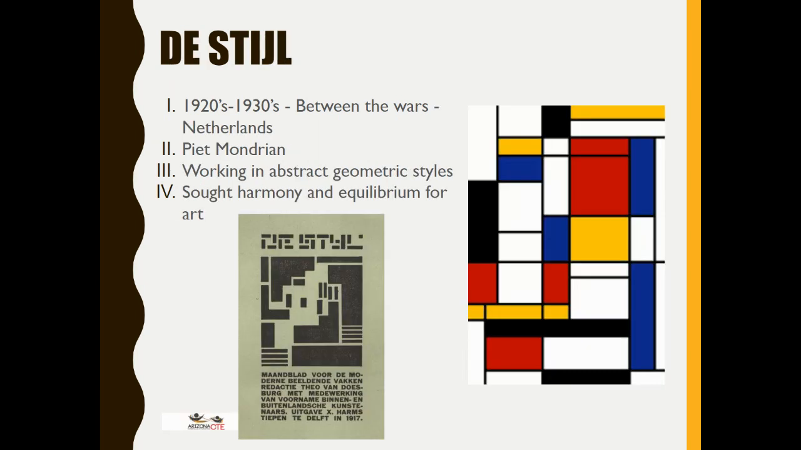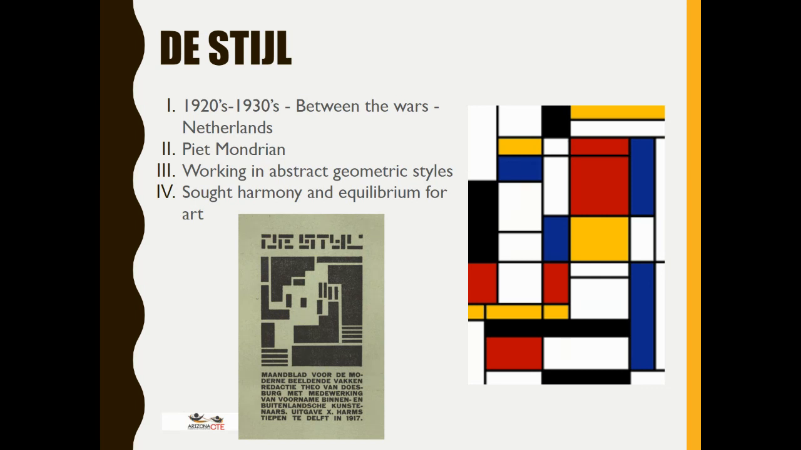De Stijl is how it's pronounced. It's in the 1920s and 30s as well. It's so fascinating, isn't it, that all these different movements are occurring at the same time, but in different parts of the world. Some of it's in Europe, some of it's in Russia, and this was in the Netherlands.